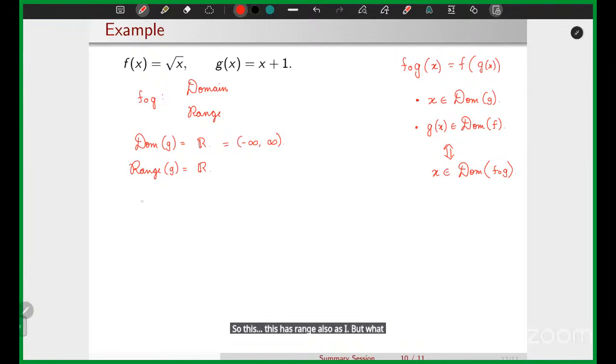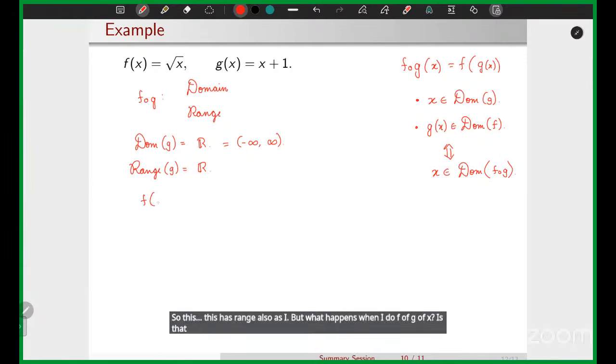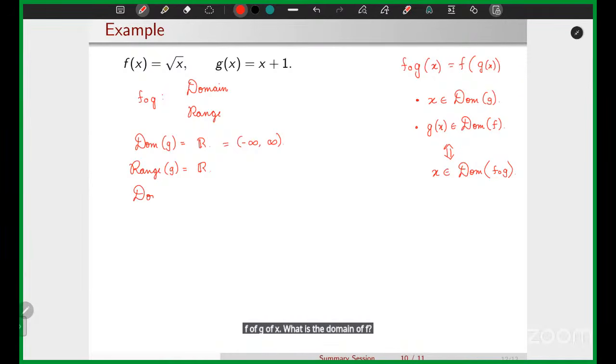But what happens when I do f of g of x is that if I want to do f of g of x, what is the domain of f? Domain of f is what I'm asking for. You don't need to restrict yourself to integers; it can take any real value. The domain is closed 0 to infinity.